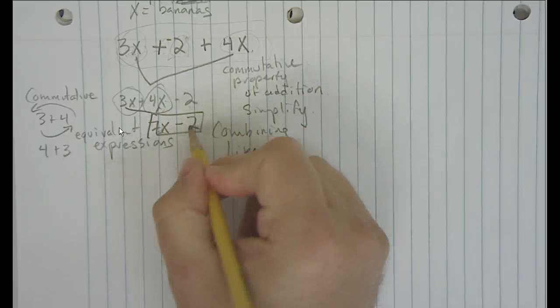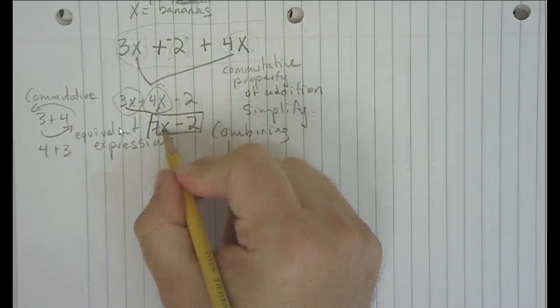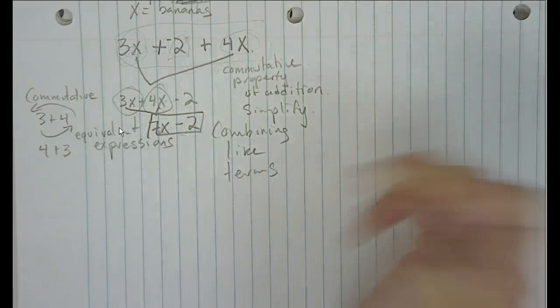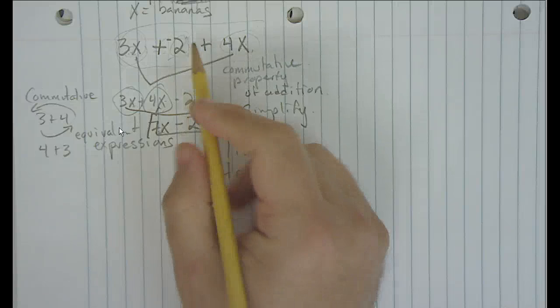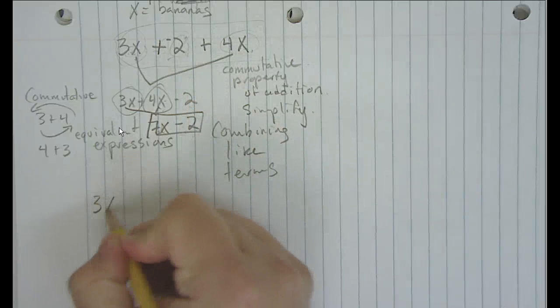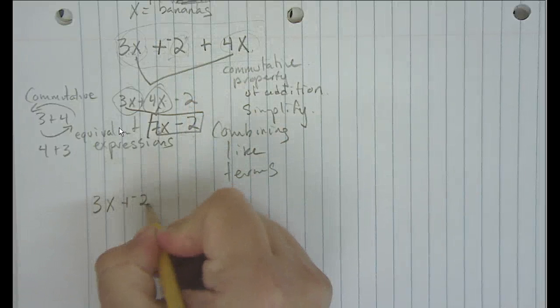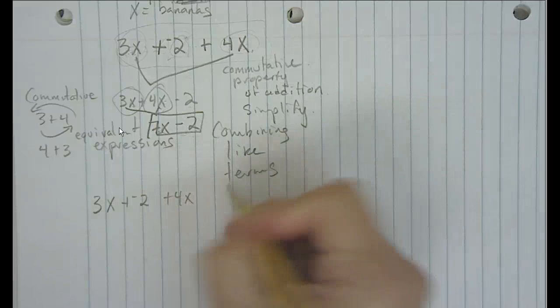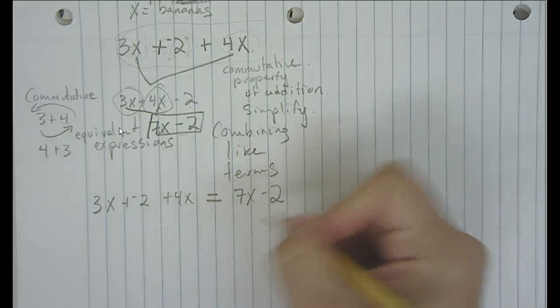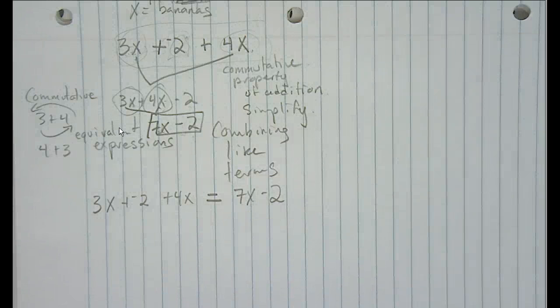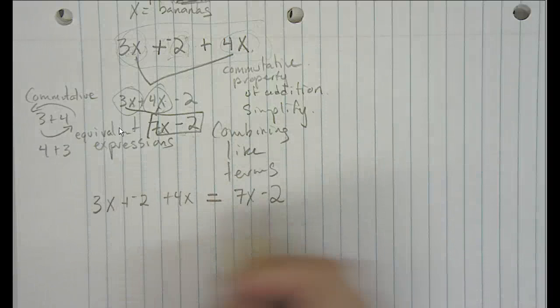Can I combine these 2? No, because this is 7 pounds of bananas and that's 2 something else, right? It's not the same thing. So what we have is these 2 expressions, 3x plus negative 2 plus 4x, and we're going to say that it is an equivalent expression to 7x minus 2. See why we call this simplified? So that is how we do simplification in algebra.